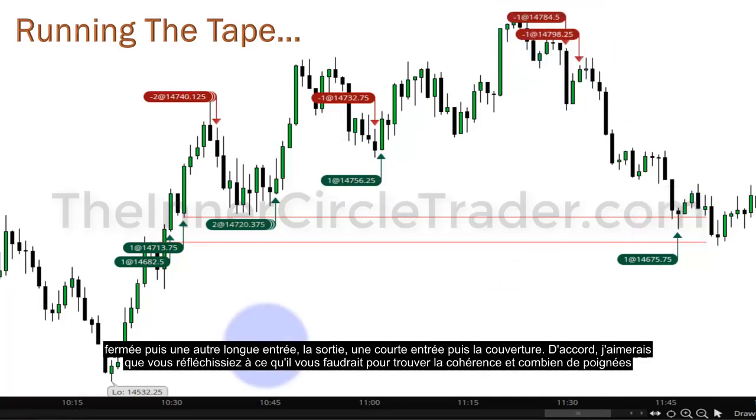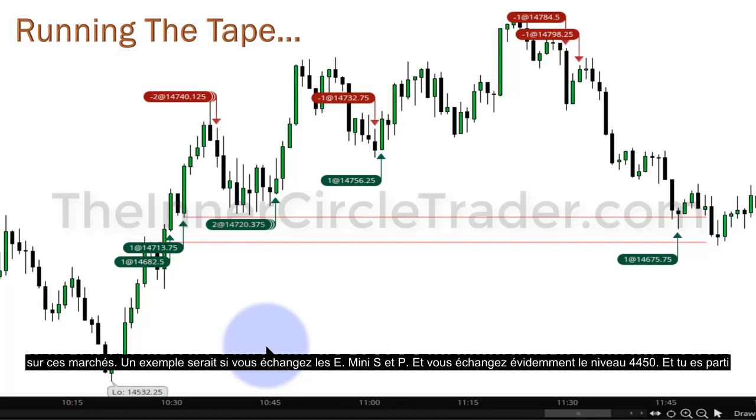Okay, I'd like for you to consider what it would take for you to find consistency and how many handles, how many full handle moves in an index futures contract would satisfy you. And when I say a handle, that's essentially 4 ticks, the minimum fluctuation in these markets.